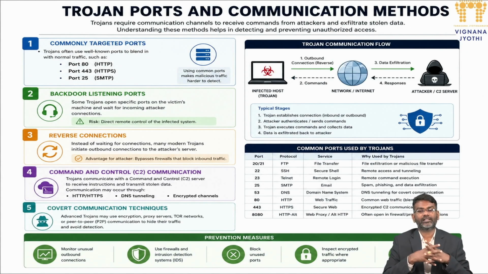Next, C2, which is command and control communication. Here the Trojans communicate with the command and control servers to receive instructions and to transmit the stolen data. The data stolen from the genuine legitimate systems is collected, and they simply pass the information to the outside world.